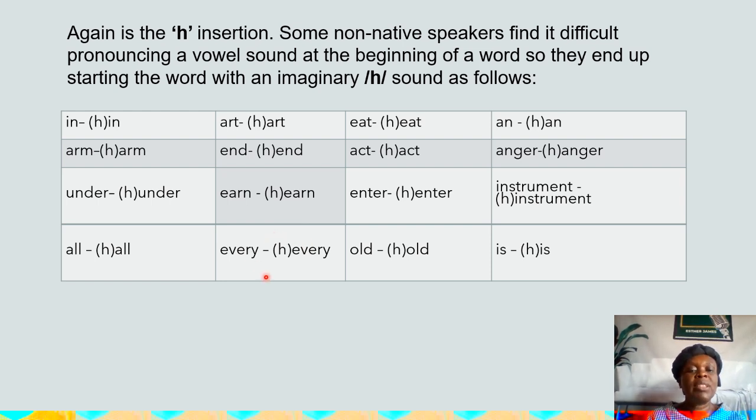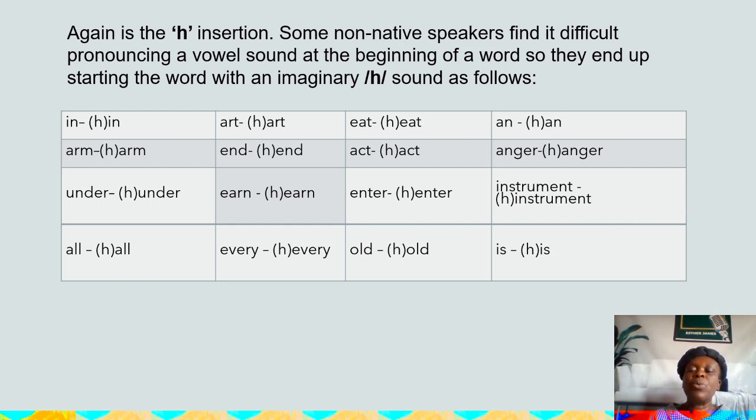The next one is every, not hevery. You cannot be saying hevery, whereas you want to say every. The next one is old and not hold. Then the last one, but not the least, is is and not his. If you say his, you're pronouncing H-I-S and not I-S.